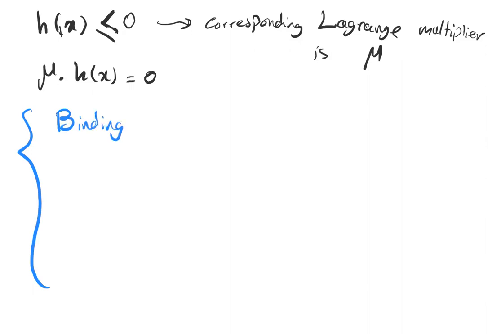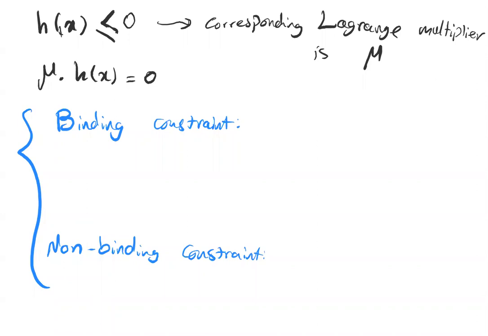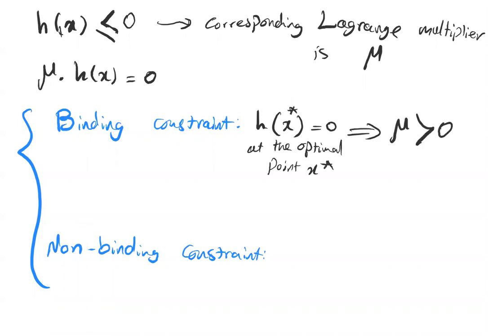Binding constraint, non-binding constraint. So if we have a binding constraint, it means h of x is equal to 0 at the optimal point. Let's say I call the optimal point x star. So h of x star is 0. In this case, mu should be positive. It cannot be 0.